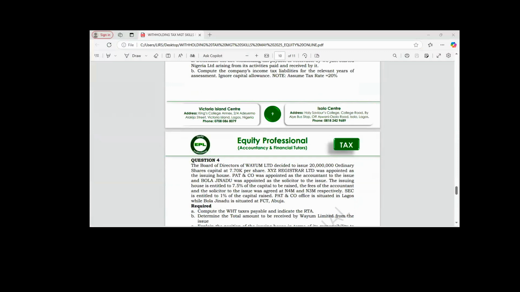So what they are going to raise will be 20 million times 7.70 naira. How much does that give us? 154 million.